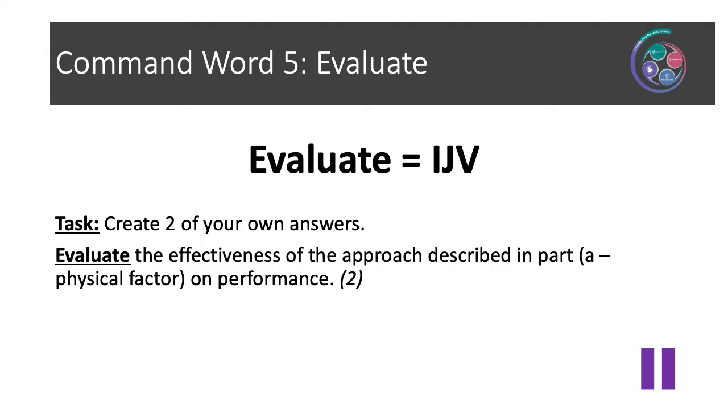And now, using what we've just gone over, I would like you to evaluate the effectiveness of an approach for the physical factor. The previous two answers that we've looked at have been on condition games, but you can use an approach of your choice that you have used for the physical factor and evaluate its effectiveness. Create two answers and use the IJV answer structure. Go back and look at the example answer to make sure that you're hitting the key points. Make sure that in the judgment section you provide your judgment. Is it good? Is it bad? Is it effective? Is it ineffective? Is it useful? Is it not useful? And then what is the actual value? So pause the video and complete those two answers.